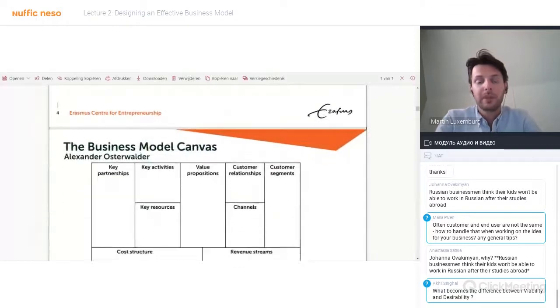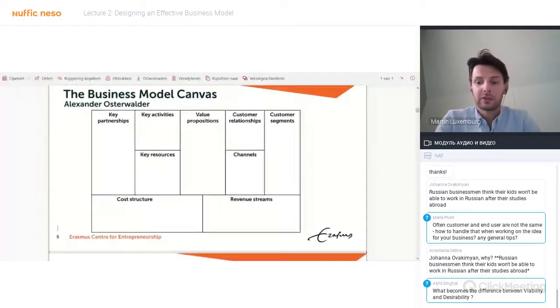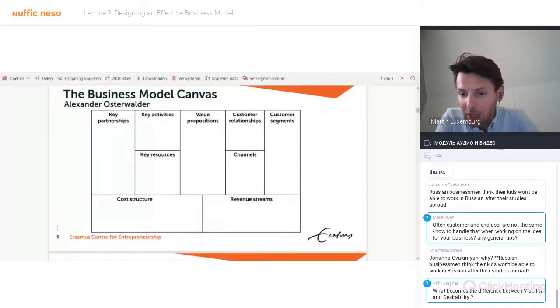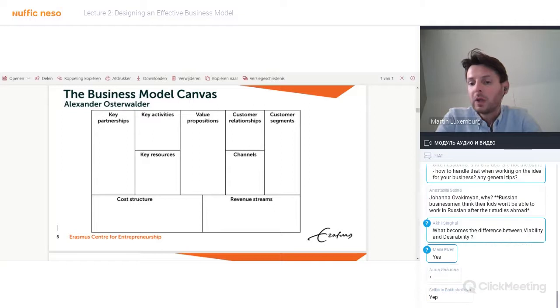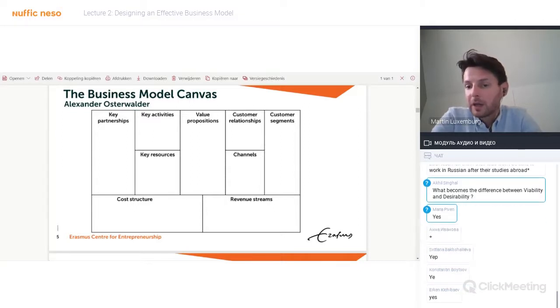All right. So the business model canvas. Maybe I want to ask, maybe some people in the chat: do you know the business model canvas? I heard that Aart Groen yesterday also talked about it. Right? Yeah, I see some yeses coming up.